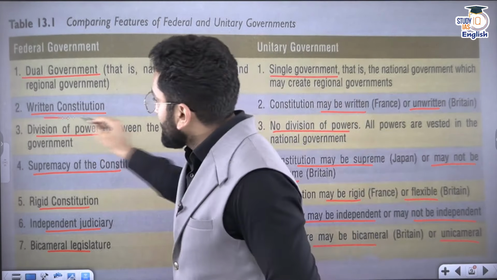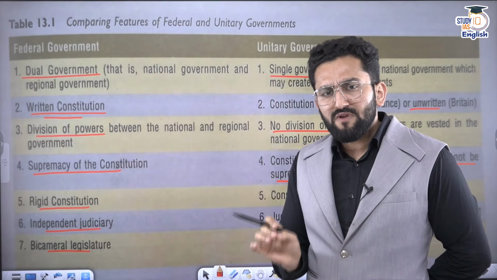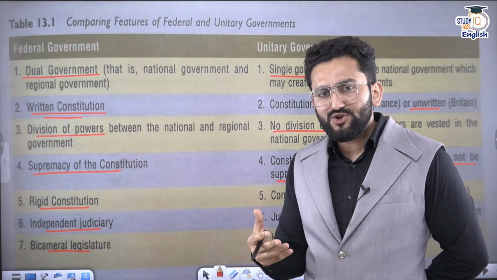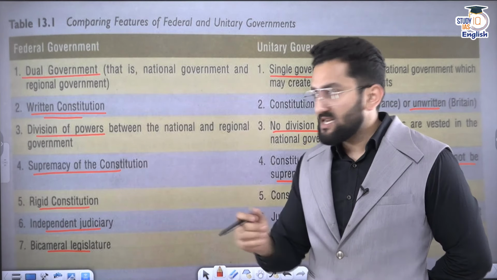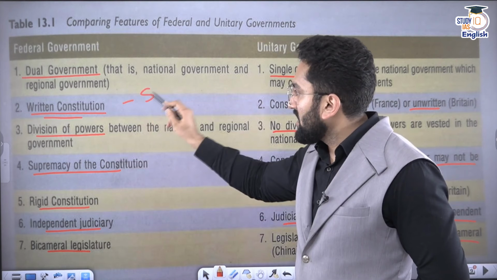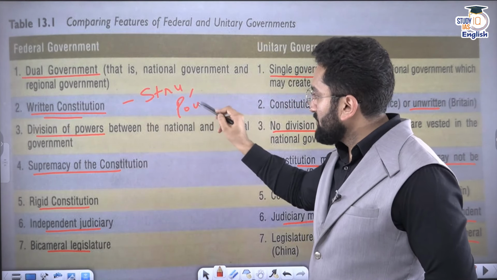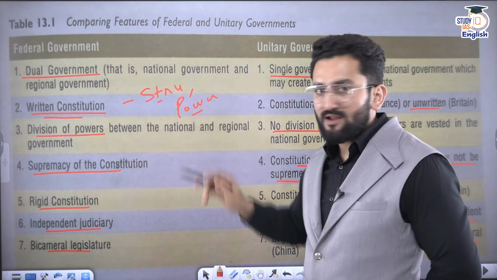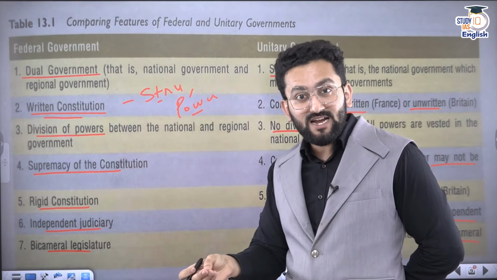Next, you can see written constitution. Now, what does federalism have to do with a written constitution? There's a reason for that. If the constitution is written, then it will have a defined structure of power sharing between center and the constituent units, right?